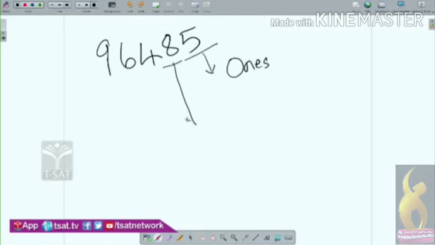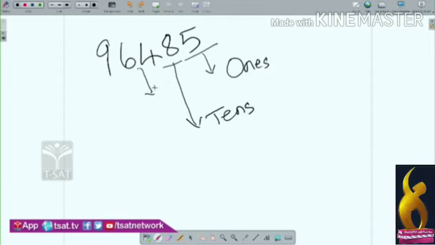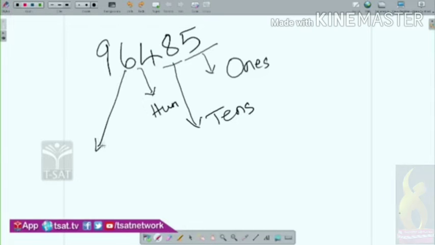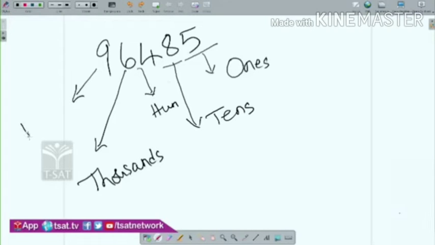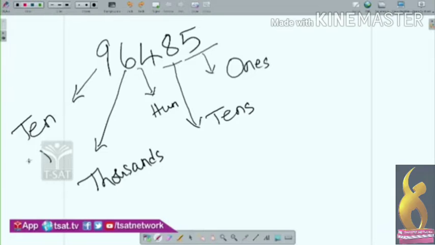and 8 is in tens place and 4 is in hundreds place and 6 is in thousands place and 9 is in 10,000s place. These are the place values of the given number.